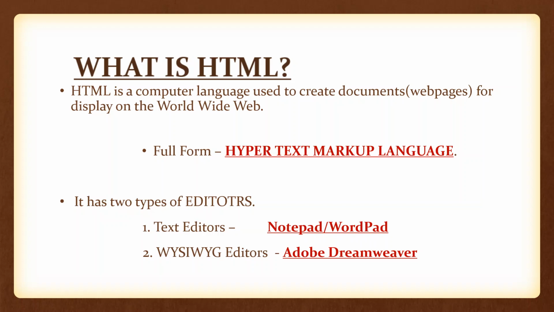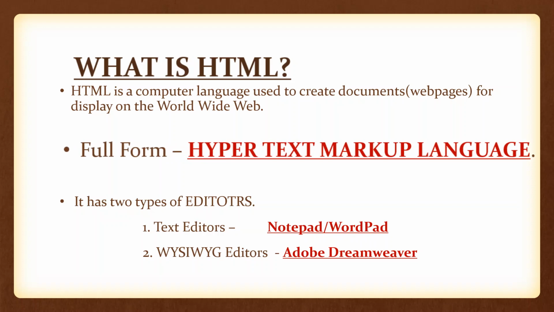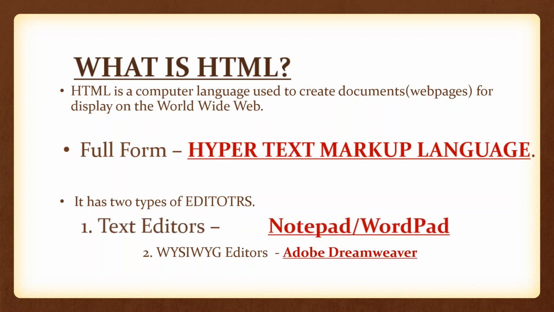Now, what is the full form of HTML? The full form of HTML is Hypertext Markup Language. Basically, it uses some English words or alphabets to create the page. It has two types of editors. Firstly, the text editor, like Notepad or WordPad, where you have to type the code. You have to know the tags and the code for that, and you have to type it.